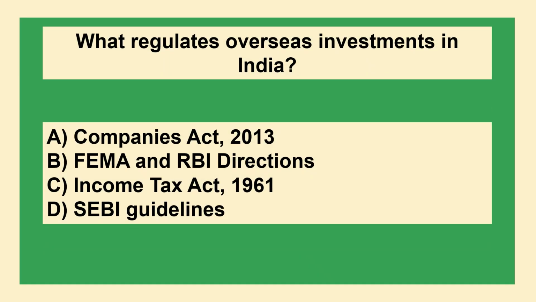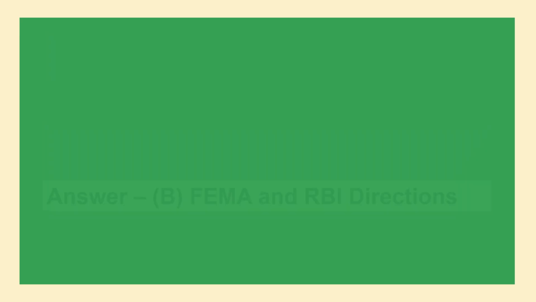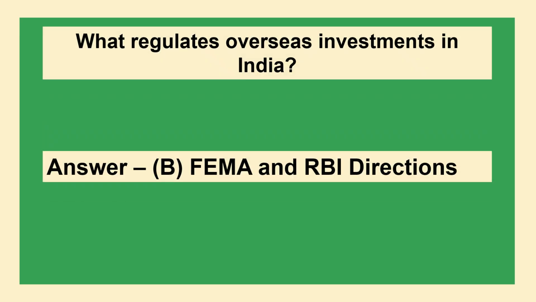What regulates overseas investments in India? Option A, Companies Act 2013. Option B, FEMA and RBI directions. Option C, Income Tax Act 1961. Option D, SEBI guidelines. The answer is option B, FEMA and RBI directions.